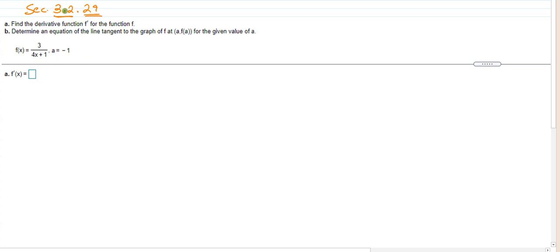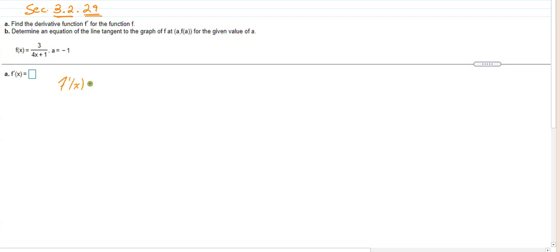Now, one thing to keep in mind is at this point we have not learned the derivative rules, and so we need to compute f prime of x using the limit definition. Once we do so, we're asked to find an equation of the tangent line to this graph at the value where x is equal to a. So let's first compute f prime of x.